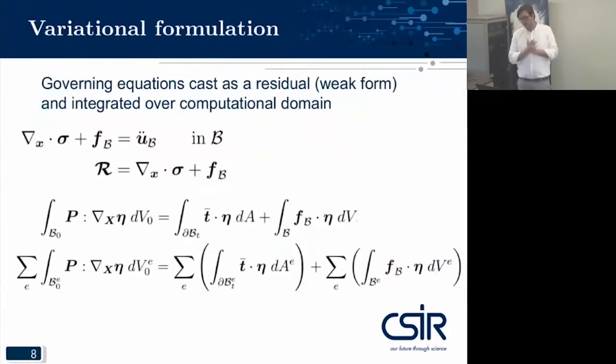Now, we start off by taking these strong forms of the governing equations and putting them into a variational formulation. In this specific case, I'm looking at large deformations, which means that the analog in a Lagrangian strain formulation is the second Piola-Kirchhoff stress. That's the one you see there on the left, P.